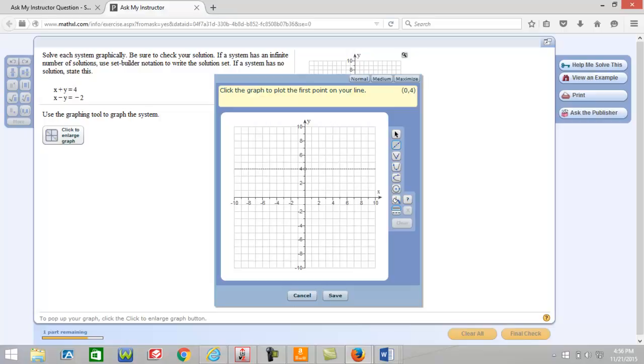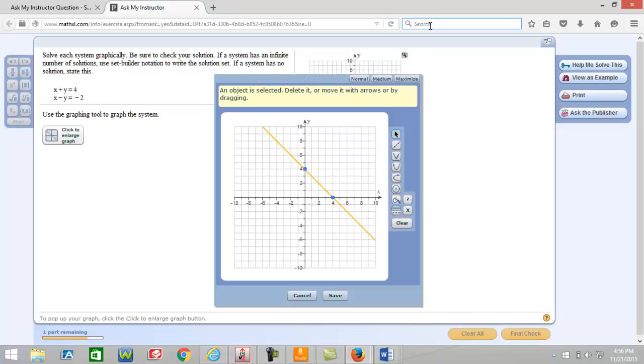So for example, 0, 4: 0 plus 4 will give you 4, and then 4, 0: 4 plus 0 will give you 4. So those are two solutions of the first equation. The second equation is a little bit harder.